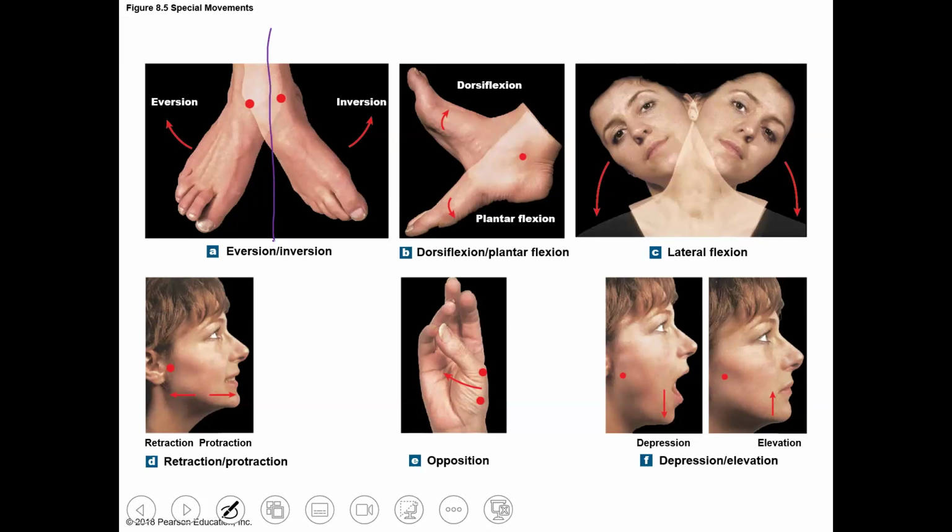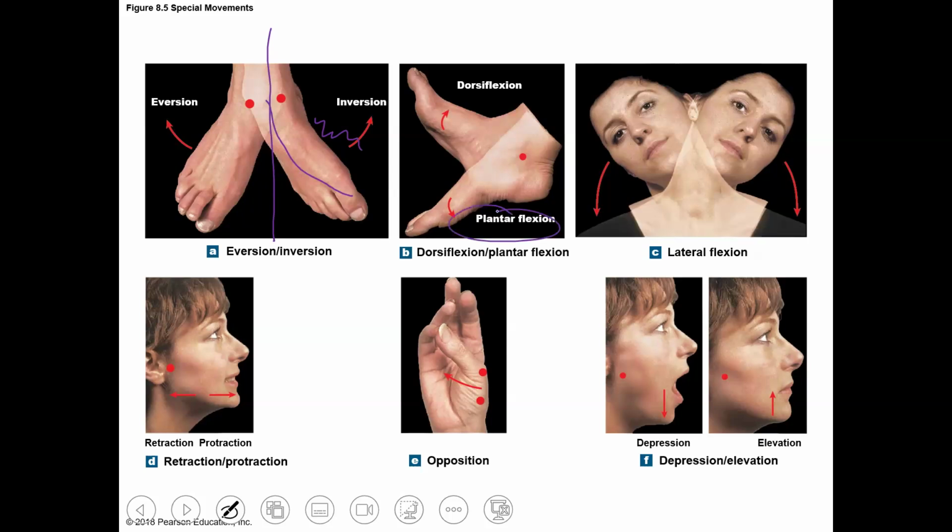So we start off with a neutral foot. If you turn your foot in, so the arch of the foot comes up, and you look at the arch of your foot from a seated position or standing position, you're inverting your foot. Eversion would be the opposite way. Eversion is going to be a fallen arch.